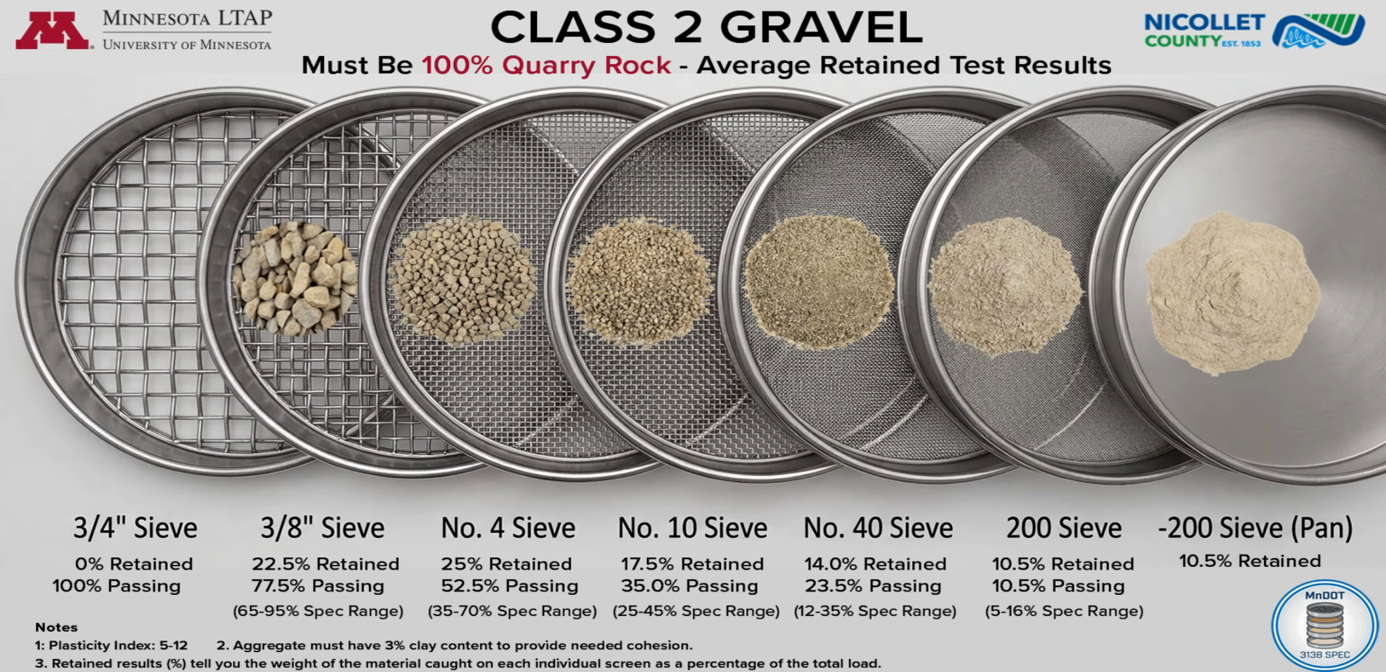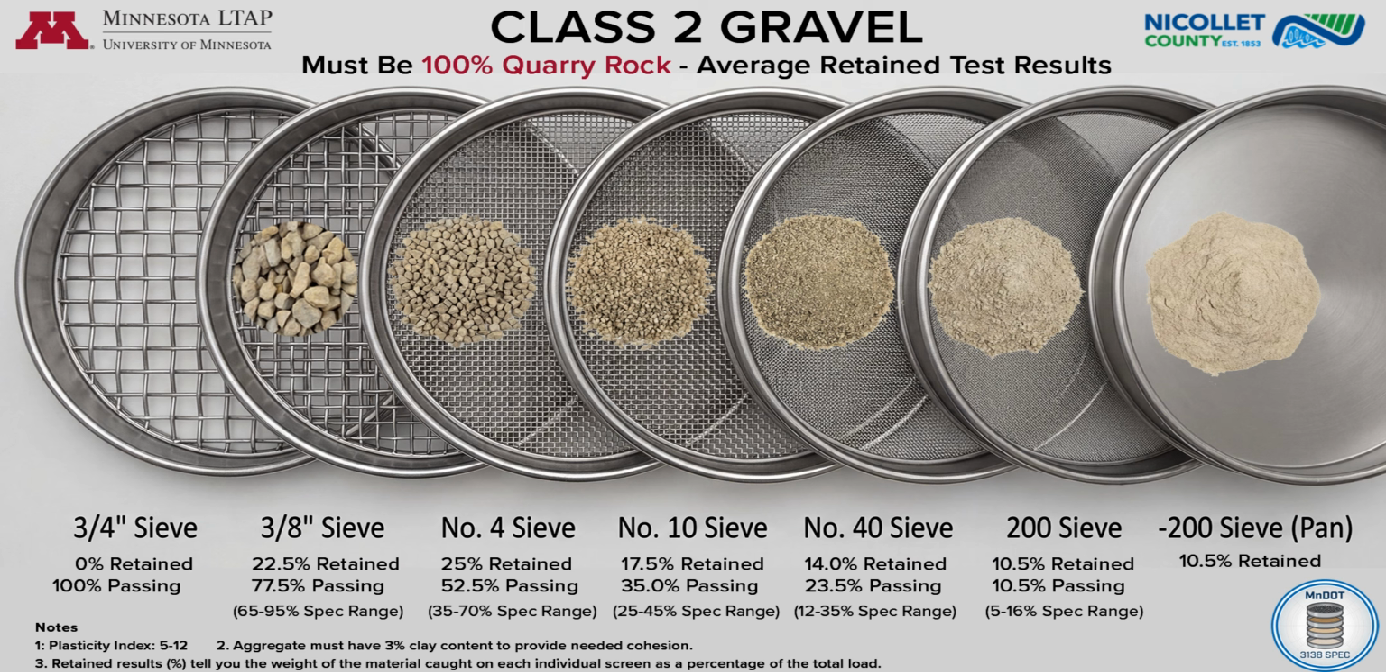Unlike some other classes that might allow for screened pit run gravel, Class 2 requires crushed stone from a quarry. This is vital because quarry rock has angular, fractured faces. These jagged edges lock together under the weight of a roller or traffic, providing much higher stability and structural integrity than rounded river or pit stones.